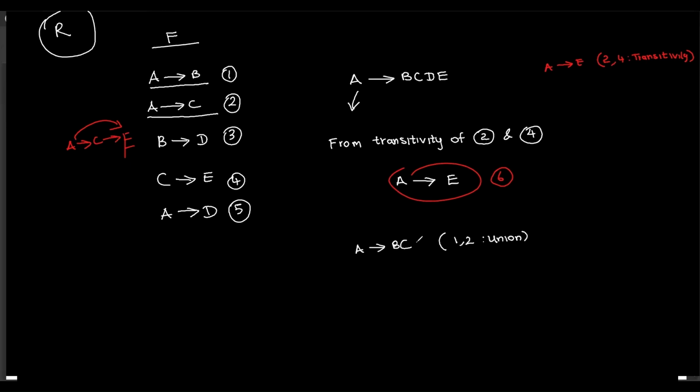And then let's say this is 7. And now I can use A functionally determines BCD. How can I do that? By using 5 and 7, the union of 5 and 7.